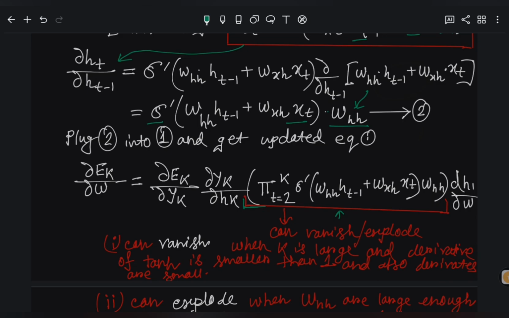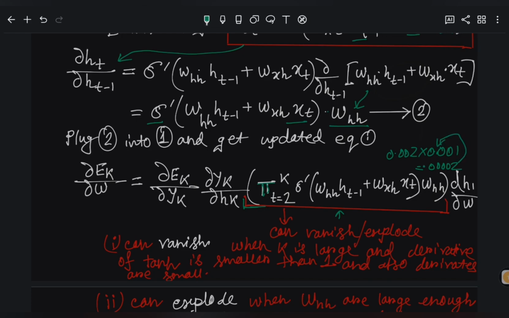Which we can see is nothing but a multiplicative term. And in the case of a multiplicative term, when the derivatives are very small and we multiply two small numbers, we get an even smaller number. So if I multiply 0.002 with 0.001, we will get 0.000002, which is much smaller than each of these two numbers, right?